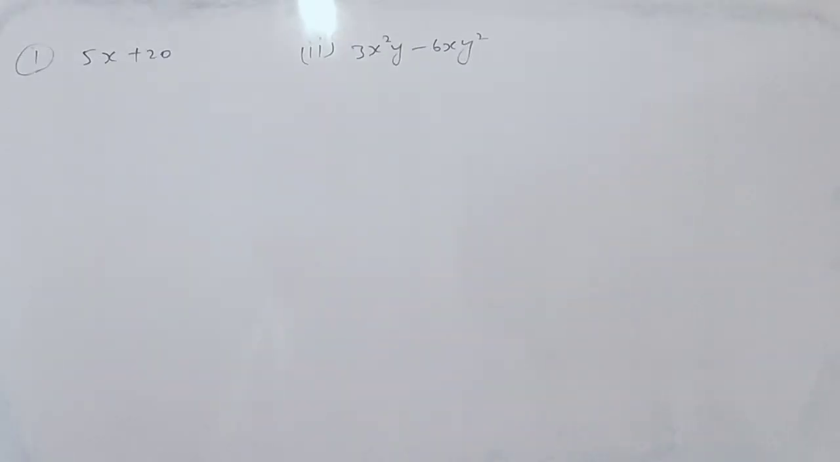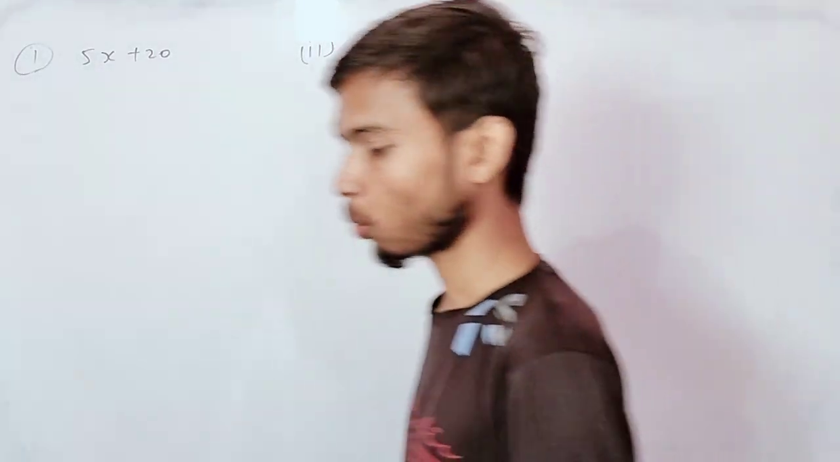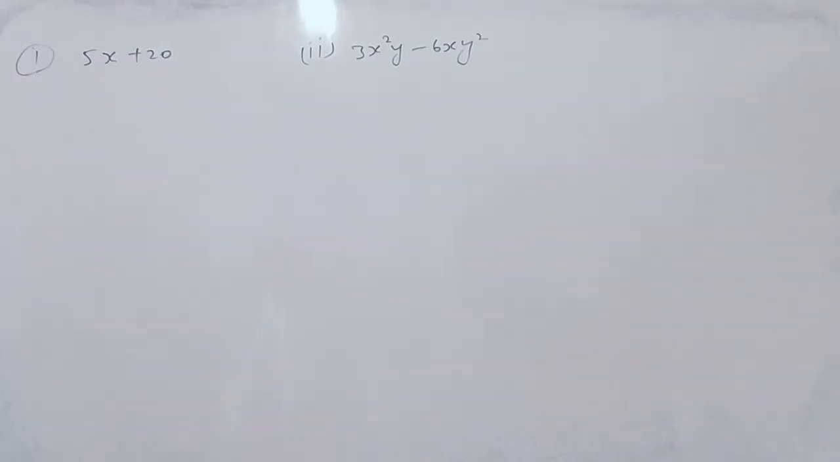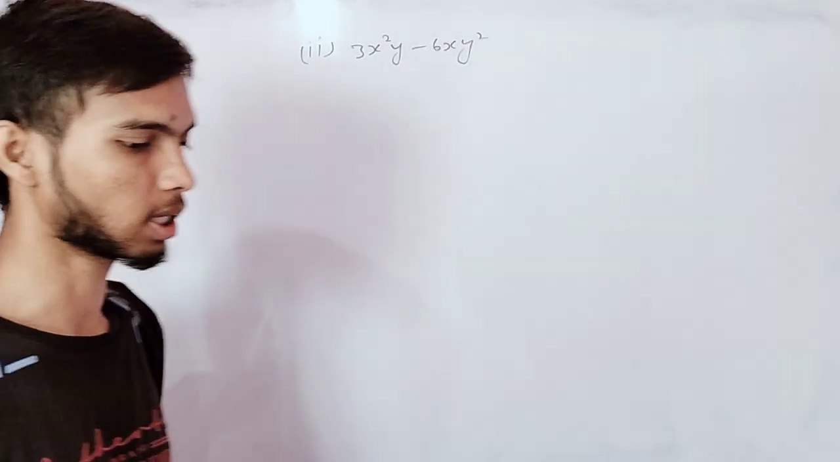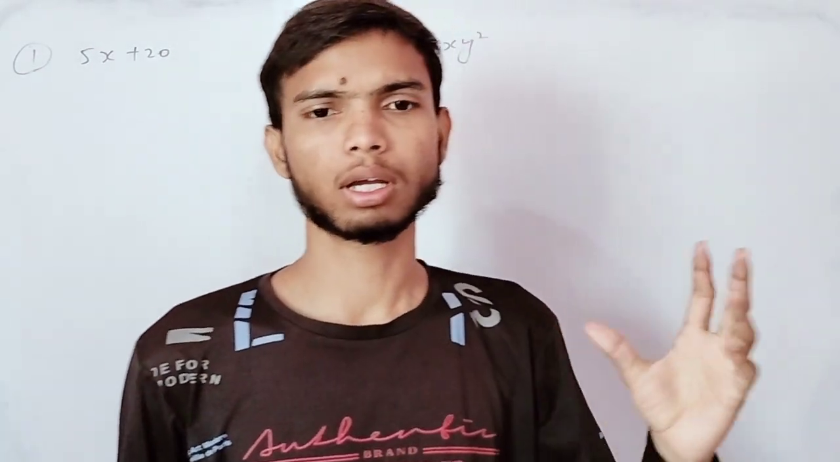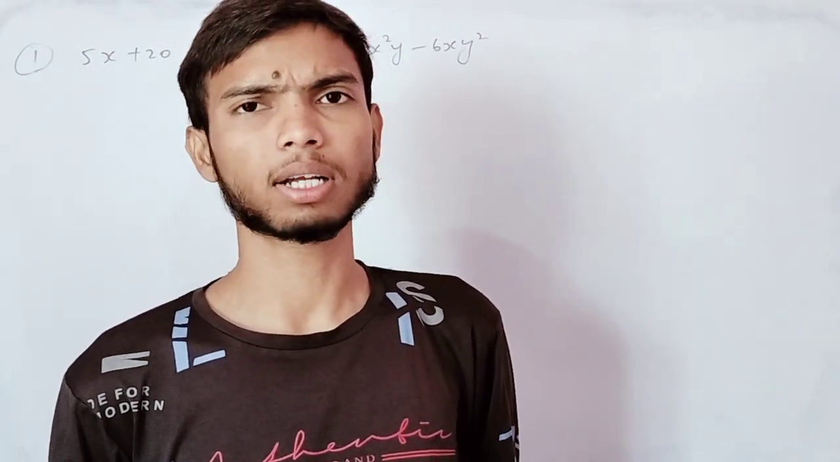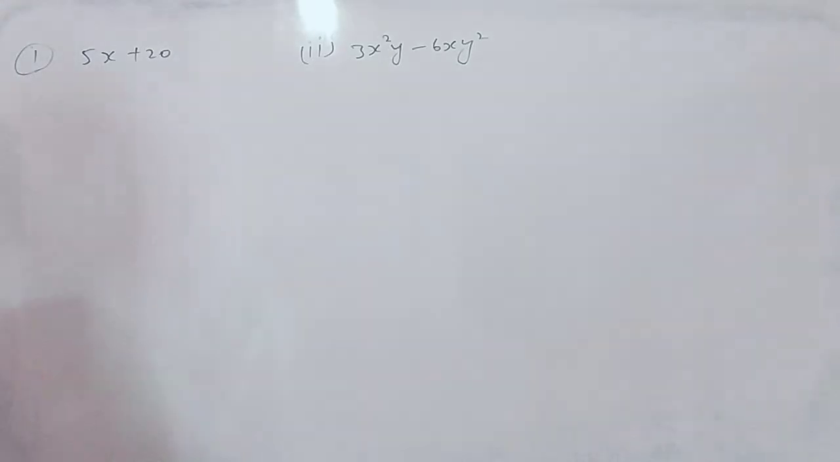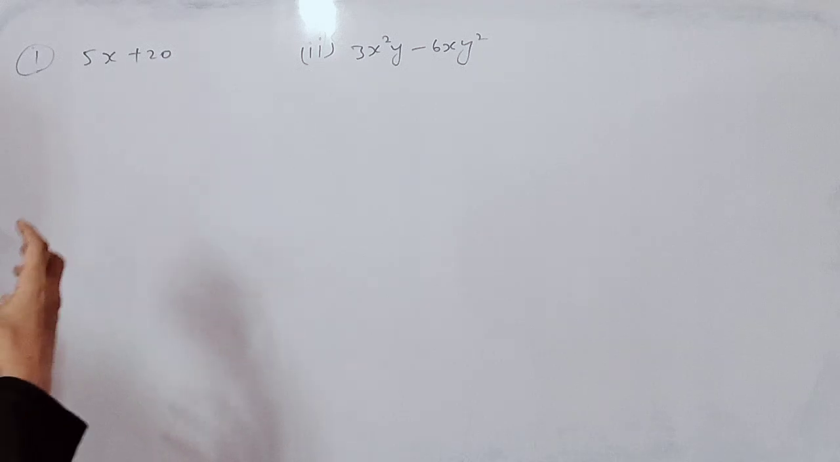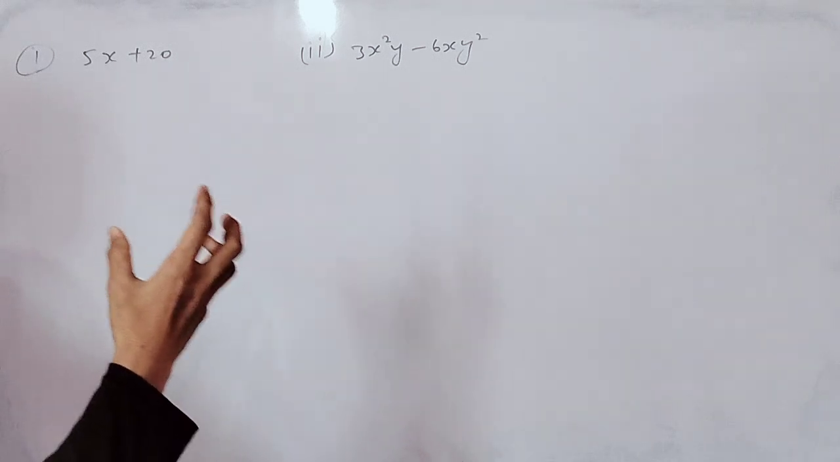It can be a coefficient number, it can be a constant number, it can be a variable. Whatever you observe to be common, whether it is a coefficient number or a constant number, just take that as a common. So here in front of you there are two questions. We will factor them by using the method of a common factor.